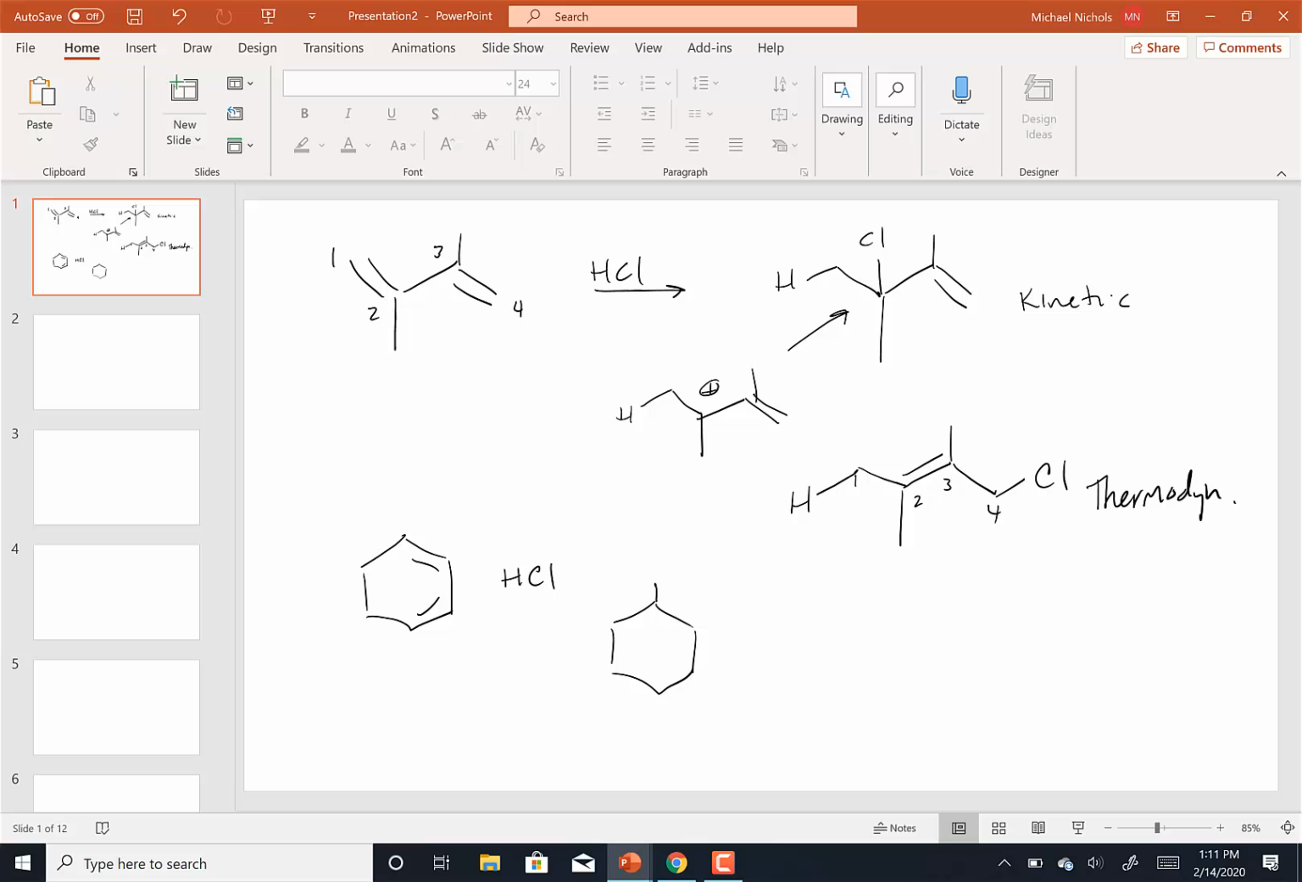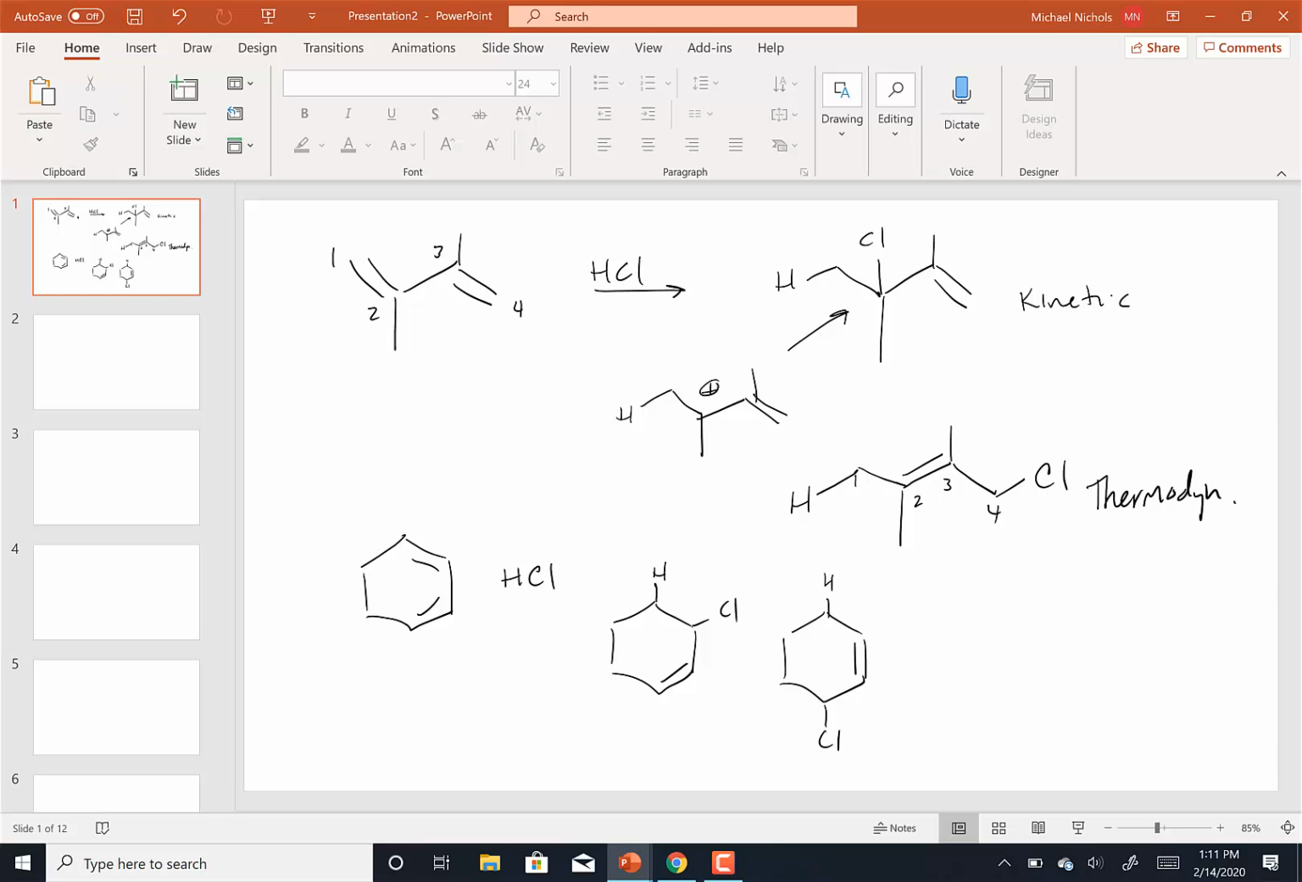Right, so if we added HCl to this one, we would add H here, Cl there, the double bond would stay there, that's 1,2, and then H here, double bond moves between 2 and 3, and put the chlorine there. Those two are the same product. So in this case, there is no kinetic and thermodynamic product, there is one product. So I can't change the major product if there's only one product.